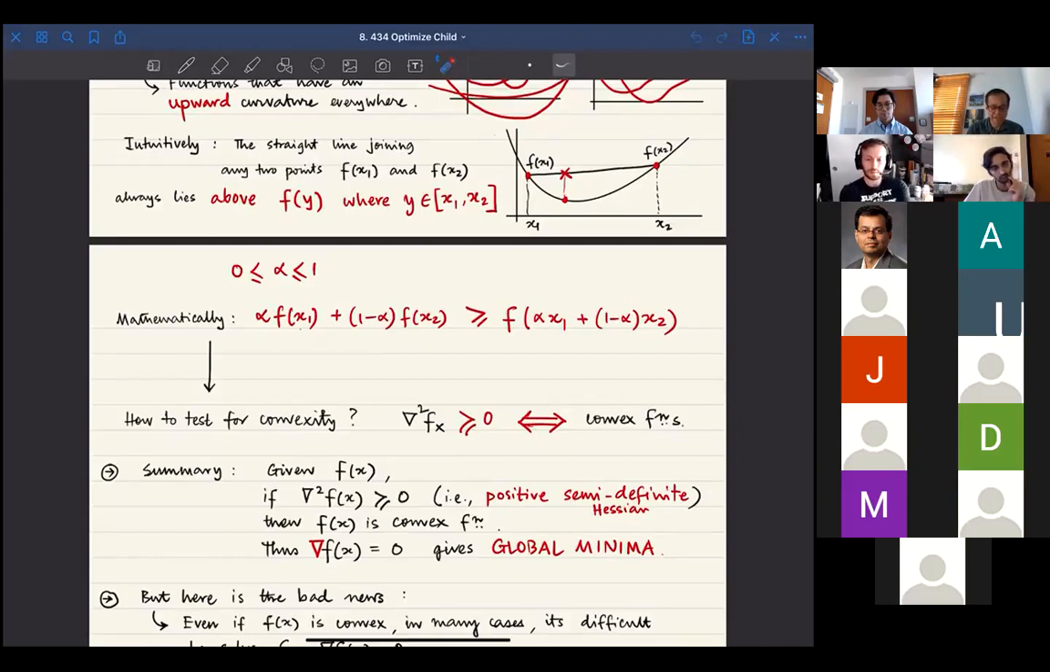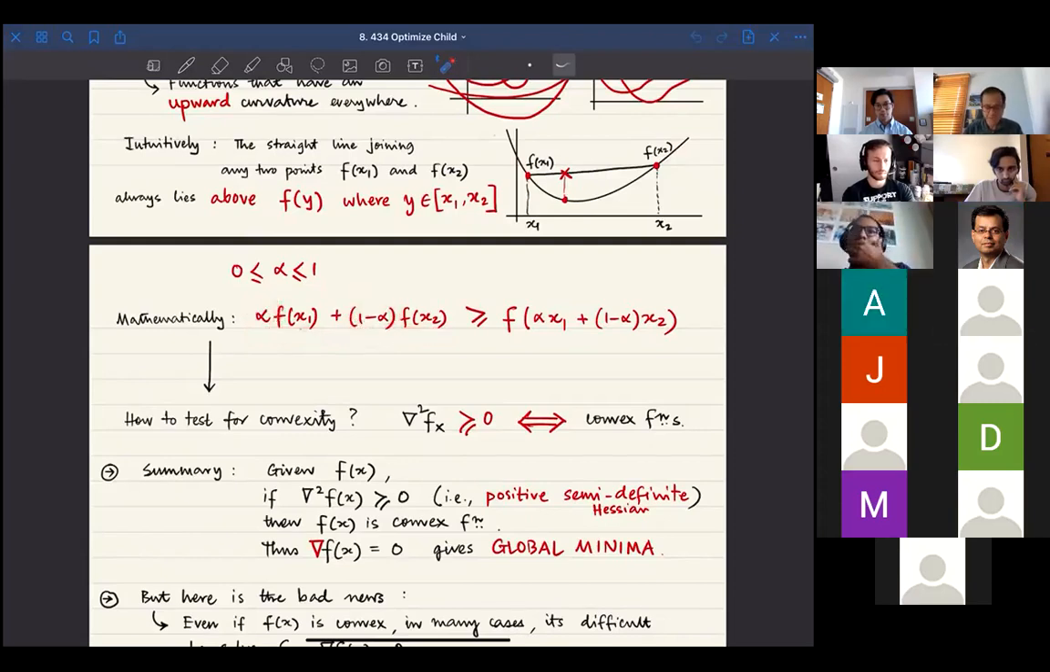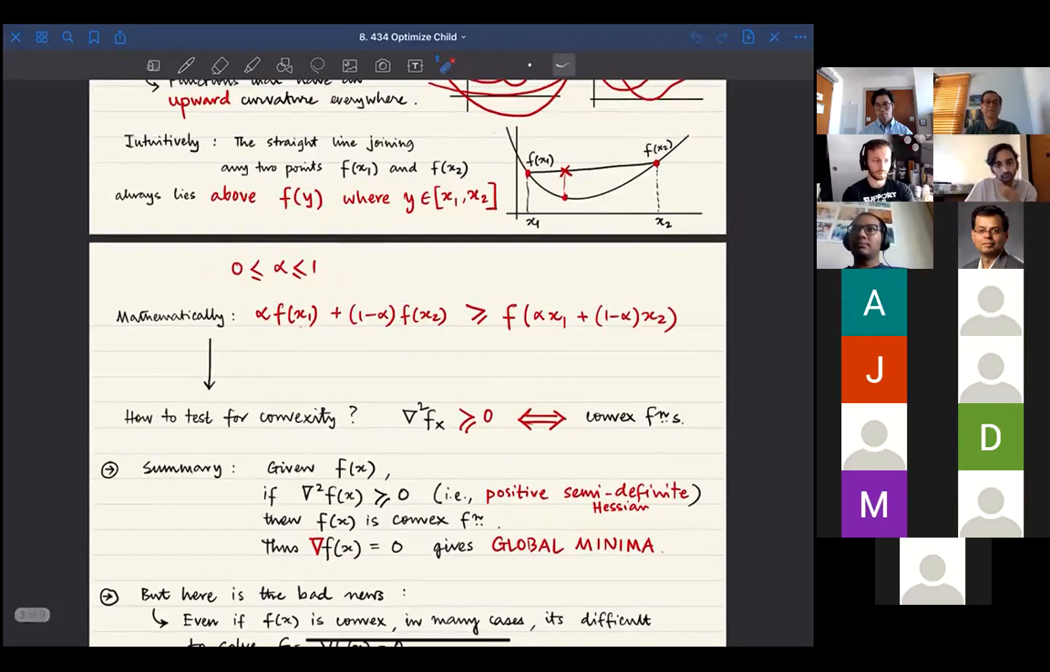The mathematical explanation is, you take a weighted average of f(x1) and f(x2). This is f(x1), this is f(x2) for this function. How do you take a weighted average? You multiply by alpha, and you multiply by 1 minus alpha, where alpha is between 0 and 1. A basic average is alpha equal to 0.5, so 0.5 times f(x1) plus 0.5 times f(x2). That's in the middle. But if alpha is 0.1 and 1 minus alpha is 0.9, then you're basically taking this point.